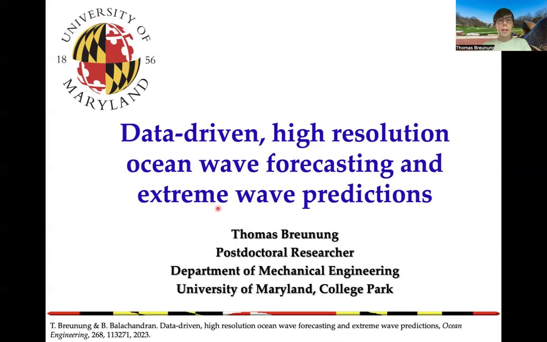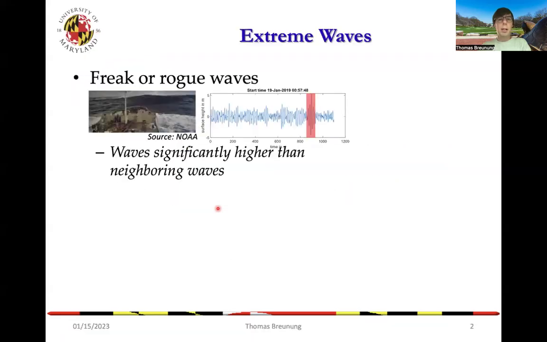Just to motivate the topic of extreme waves, what we are after are rogue waves or freak waves. Those are waves which are significantly larger than their neighbors. You can see an example here, a time series of sea surface elevation, so ocean waves. For the majority of the time, the sea surface elevation is rather limited. However, suddenly a large wave appears and disappears without leaving any trace. This is an example of a rogue wave.